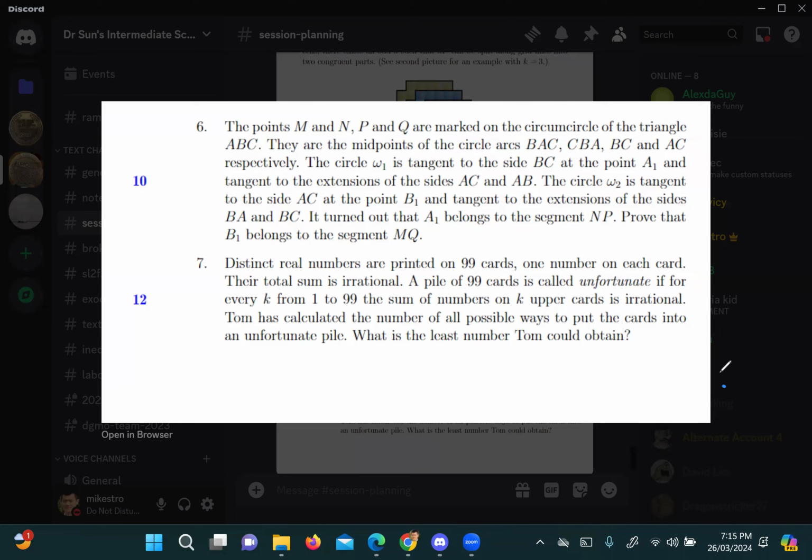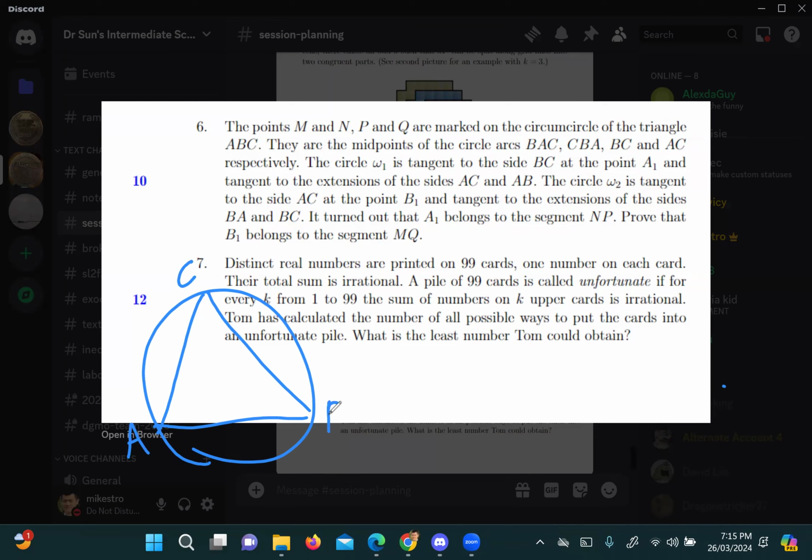So you basically have some triangle, right? I think it's best if we do C at the top. So this is C, A, and B. We have M and N as the midpoints of arc BAC and CBA. When we say BAC, we mean the arc that goes through B, A, and C.